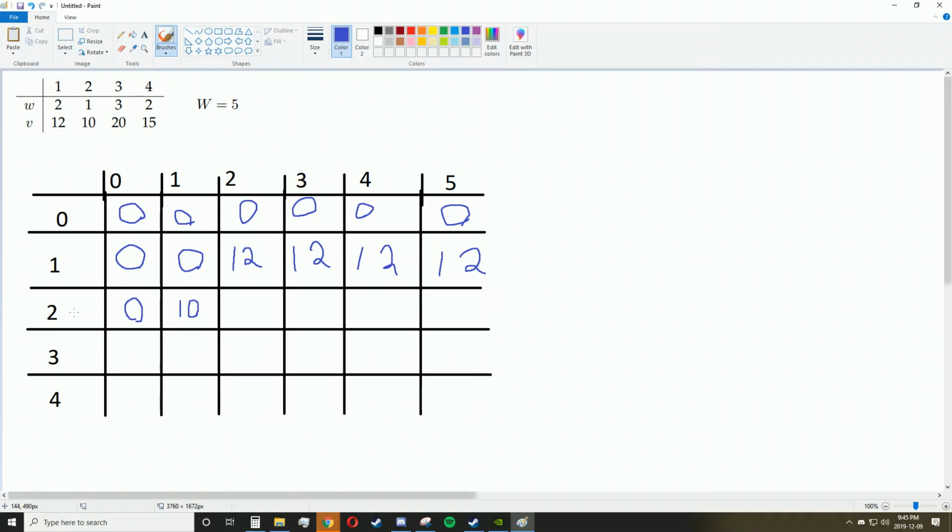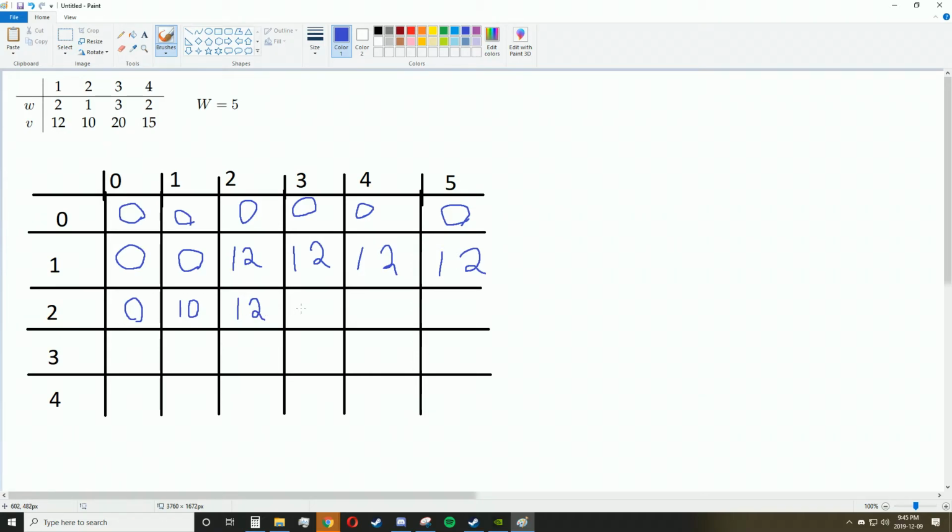Alright. Now, can item number 2 fit in a weight limit of 2? Certainly it can, because it weighs 1. So we're going to compare, all right, 12 versus over 1, up 1, plus that. So 10 plus 0 is 10. 12 is greater than 10. So we're going to take the one above it. So we're going to take 12.